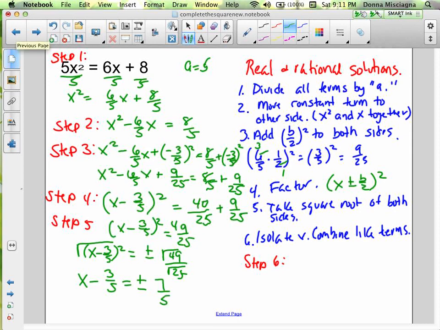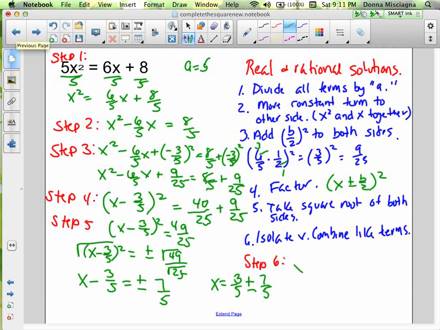Look at that. Now we're going to add 3/5 to both sides for our step 6. So we have x equals 3/5 plus or minus 7/5. And that is not an acceptable answer because those are things that can be combined together. So combine them. You will not get full credit if you leave it like that.